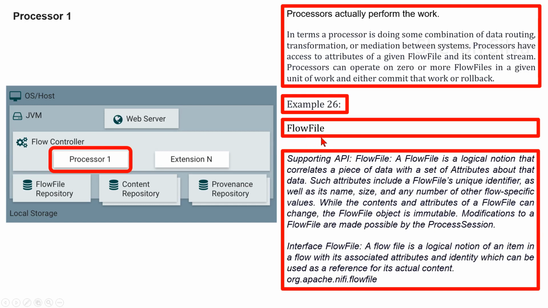Here is the interface FlowFile. A FlowFile is a logical notion of an item in a flow with its associated attributes and identifier, which can be used as a reference to its actual contents. This is in the org.apache.nifi.flowfile package. The core attributes of a FlowFile are defined in the org.apache.nifi.flowfile.attributes.CoreAttributes enum. The most common attributes you will see are filename, path, and UUID.